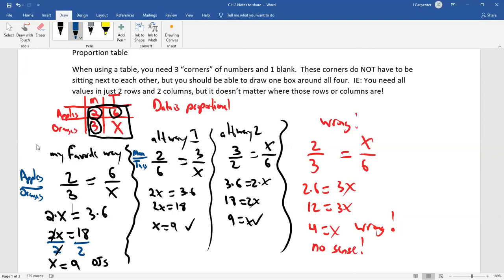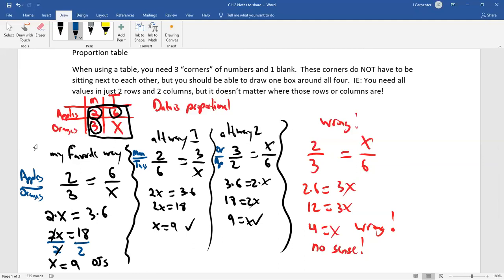Alternate way number 2, the 3 over the 2 and then the x over the 6. That was going oranges over apples. Oranges over apples. So I can go apples over oranges or I can go oranges over apples. It doesn't matter how you set up your proportion. There are lots of ways, 8, arguably 16 ways. But for every right way, there's a wrong way. Don't go flipping coins. Pay attention, use your words, get answers, ask if they make sense.